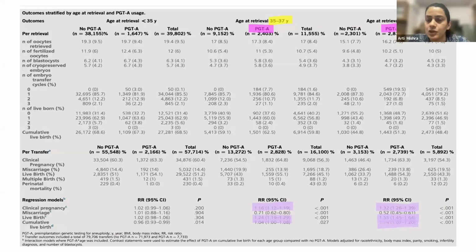This is a table showing the same thing. In less than 35 years, there is no difference between the risk ratios. But in individuals between 35 to 37 and 38 to 40 years, there's a significant difference between usage and non-usage in terms of clinical pregnancy rate, miscarriage, live birth rate, and cumulative live birth.